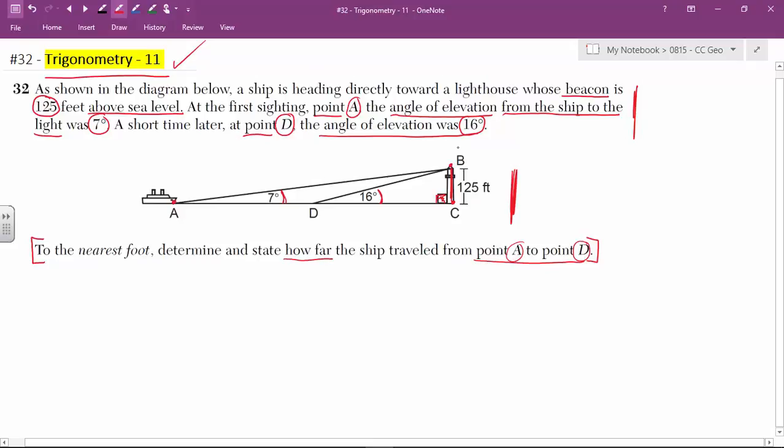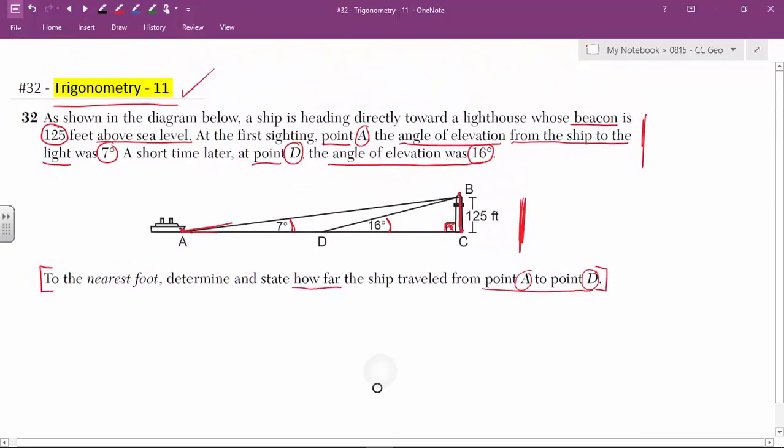It says at first sighting point A, the angle of elevation, the angle that the bottom makes all the way to the top, is 7 degrees. And it says a short time later, as this ship keeps on going and hits point D, that angle changes. Now, when we look at the angle from the ship at D to the top, it's 16 degrees.